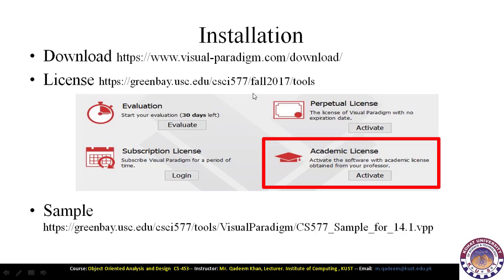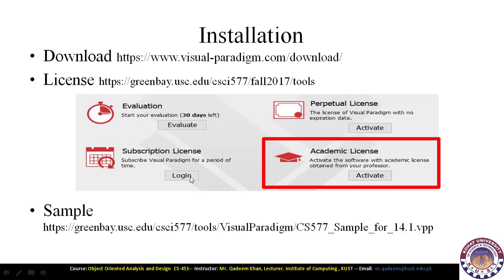Now, how can we install the visual paradigm? To install the visual paradigm, you first need to download it. For this purpose, you need to open this link and then download the visual paradigm. After downloading and installing, you need to evaluate the visual paradigm. For this purpose, you can use the 30 days evaluation period, which we will use here, which is free for 30 days. Or you can subscribe for the license.